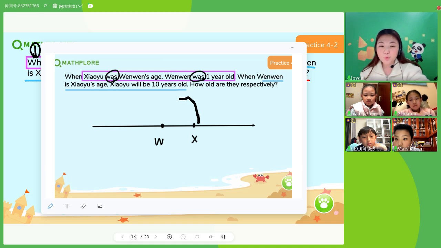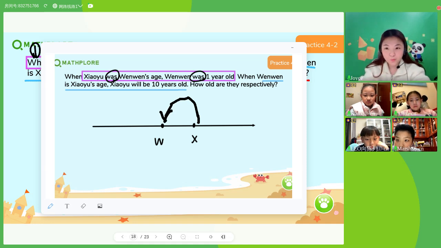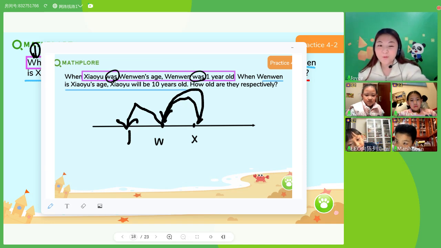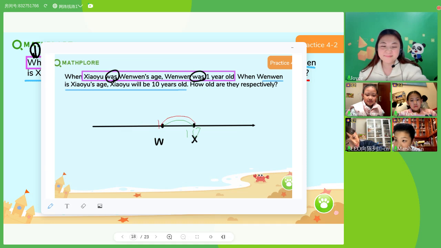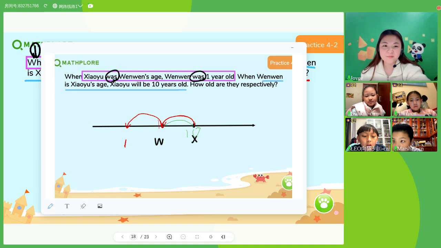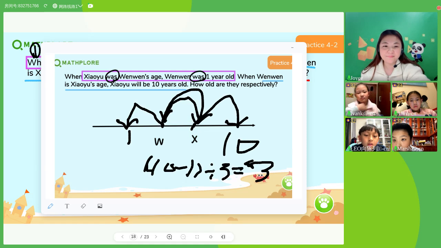When Xiaoyu was Wenwen's age, Wenwen was 1 year old. But now, when Wenwen is Xiaoyu's age, Xiaoyu will be 10 years old. Leo, pay attention. When Xiaoyu was Wenwen's age, Wenwen was only 1. It's not now. Clear? Oh, yes. What about next one? Can you draw the second one by yourself? Yeah.